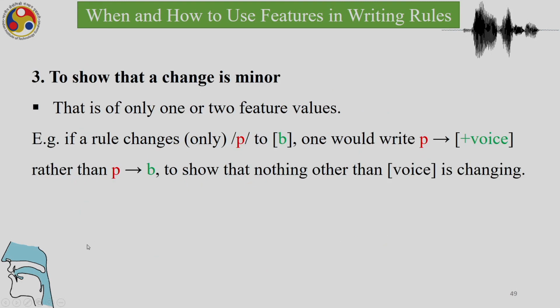To show that a change is minor, that is of only one or two feature values, if a rule only changes p to b, one would write p goes to plus voice rather than p to b, showing that nothing changes other than voice.